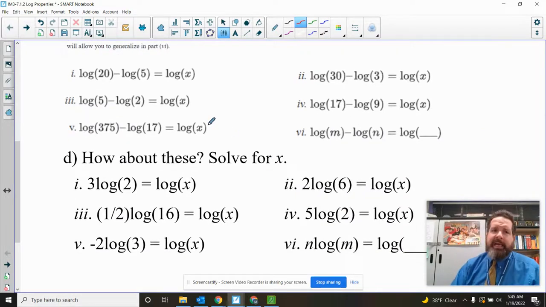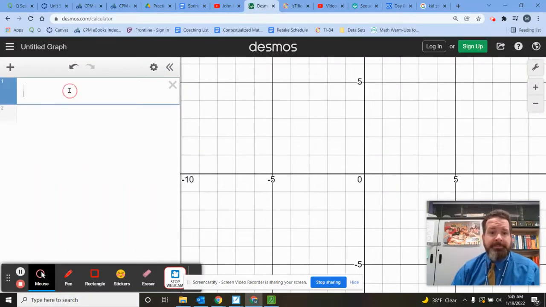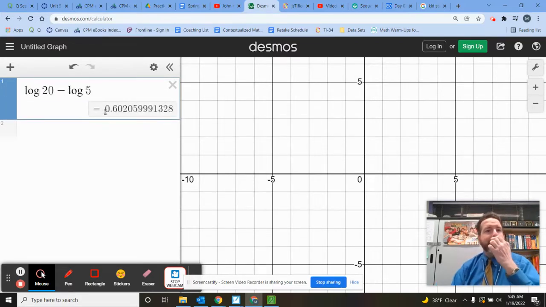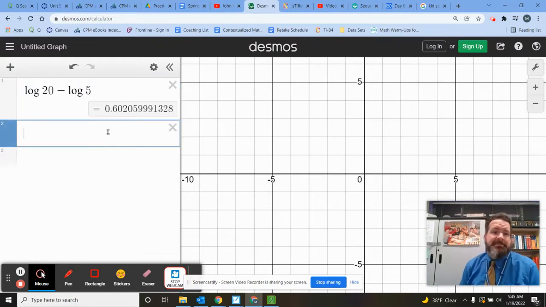A similar thing now with this next group. Let's again take a look at the first one together. So log of 20 minus log of 5. Log of 20, I don't need parentheses, minus log of 5. All right. Ooh, 0.6. So 0.6 is between 0 and 1. That means that the exponent I'm putting on 10 is between 0 and 1.